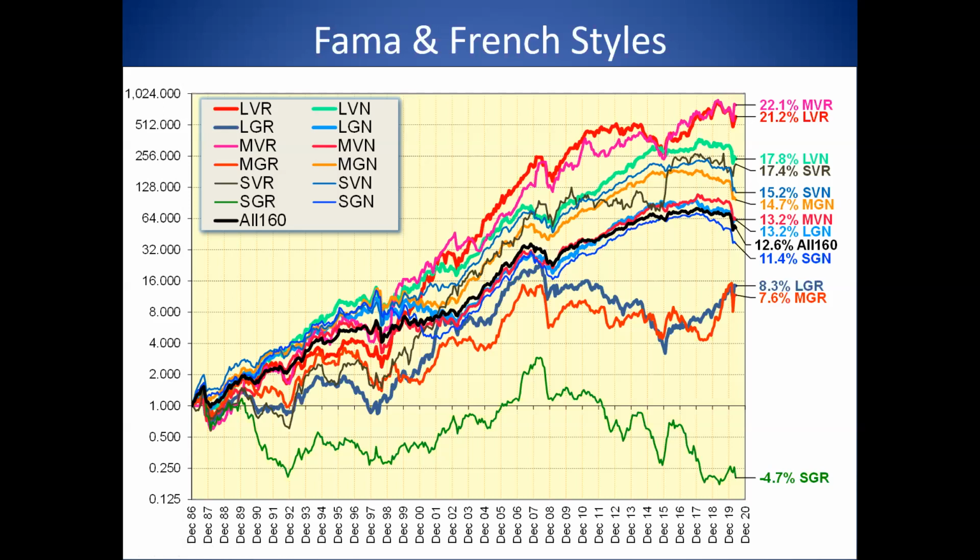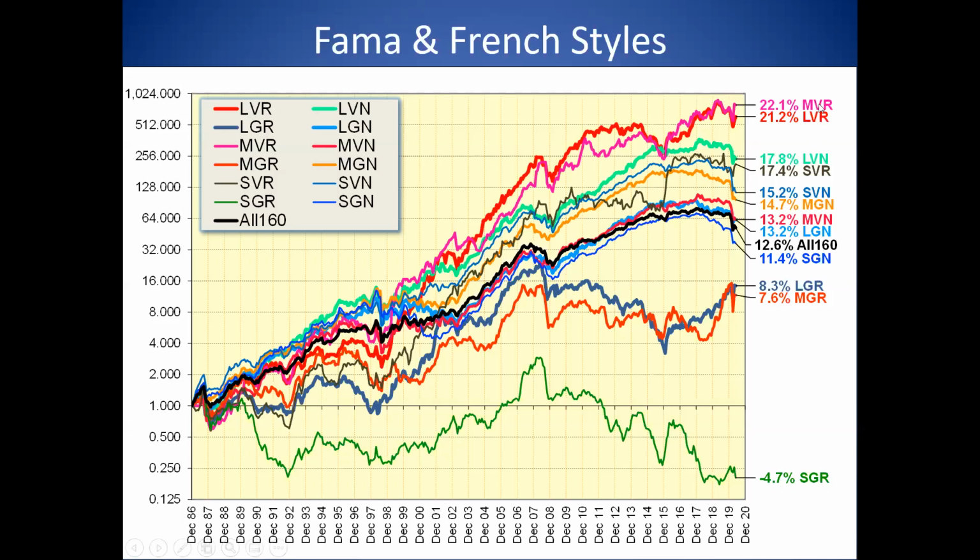You can see that it was probably a good idea to invest in value resources stocks. In fact, whether they were mid cap or large didn't seem to matter, but here is a 21-22% return. That's per year on average since 1986, compared to the all 160, which is sitting at like 12.6. These are all equal weighted, by the way, and have their dividends reinvested.